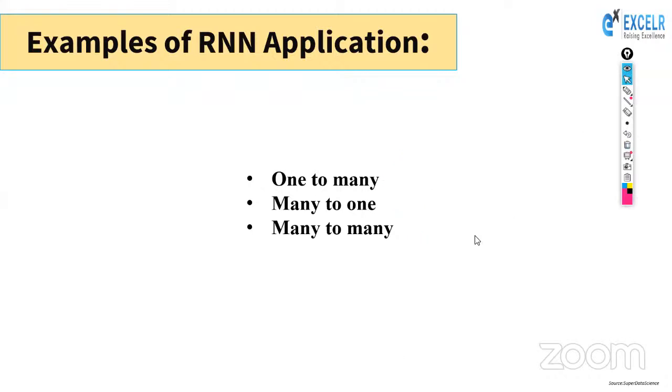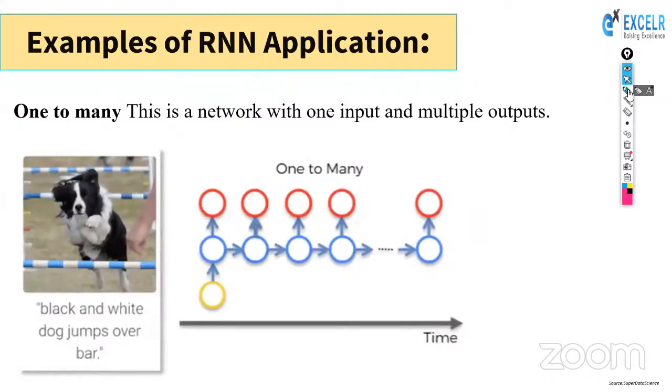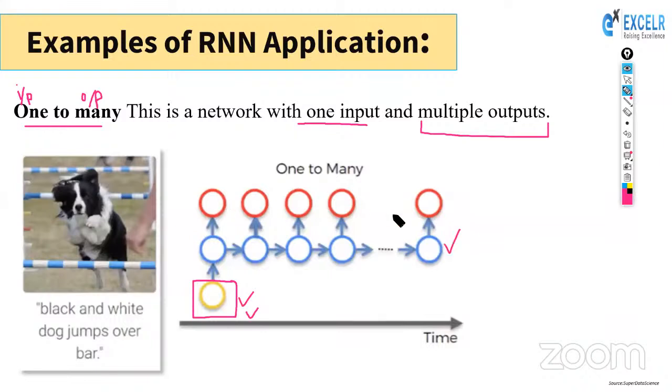So let's see the example of one-to-many mapping. One-to-many is where you have only one input, but multiple outputs. One input and many outputs. So how will the architecture look? You have only a single input node, a couple of hidden layer nodes, and a couple of output layers. This is the example architecture of the one-to-many.